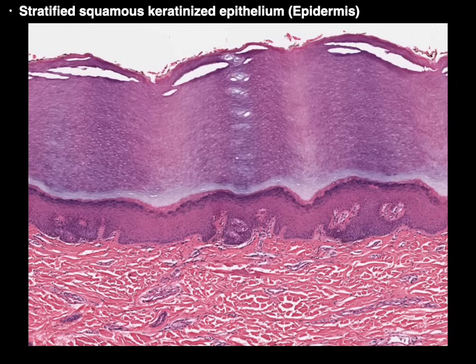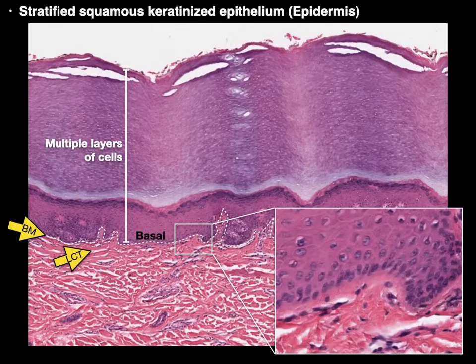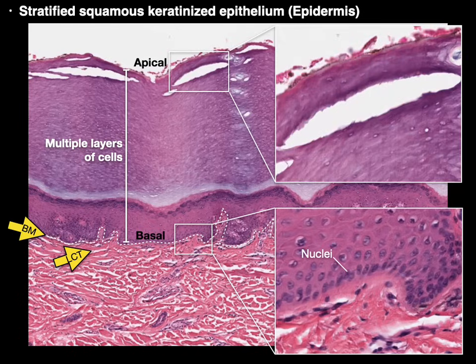So here is the epithelium, stratified squamous, keratinized epithelium. Multiple layers of cells. There's the basement membrane. There's the loose connective tissue deep to the basement or basal layer, and if we zoom in on that, there you can see the nuclei. And then we take a look at the apical layer like this. There are no nuclei there. Okay? And there's the environment, like the air.